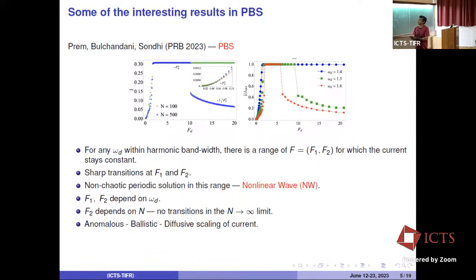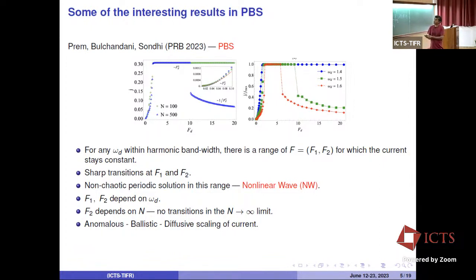Okay, and they also looked at what happens if you change the driving frequency. First of all, this is observed only if the driving frequency is in the band of the harmonic system, right? If it's outside the band, you don't see this. Okay, so at different frequencies, if you increase the frequency, then this transition goes down. If you decrease the frequency, the transition is pushed further. Okay, so these are the observations.